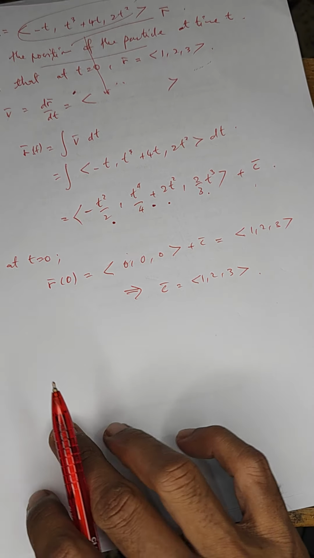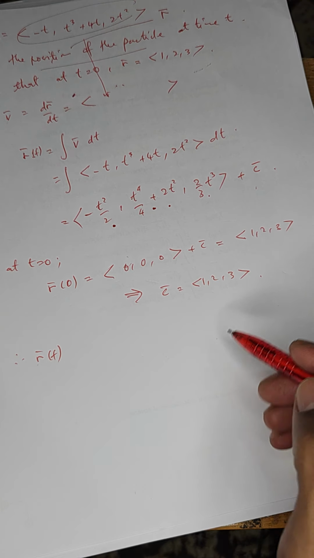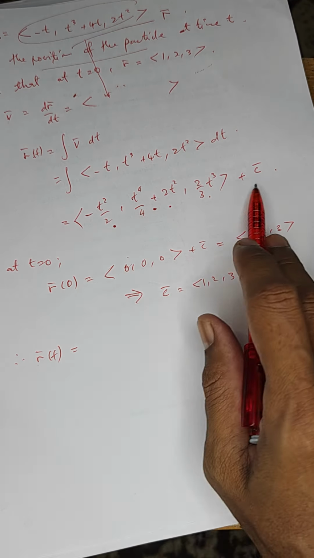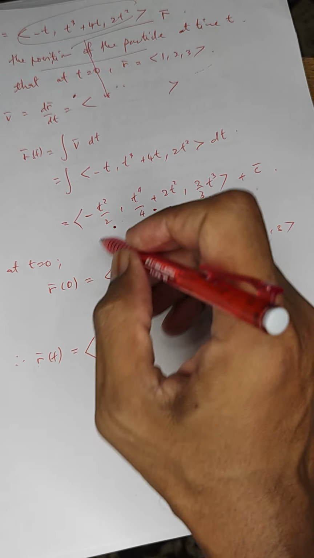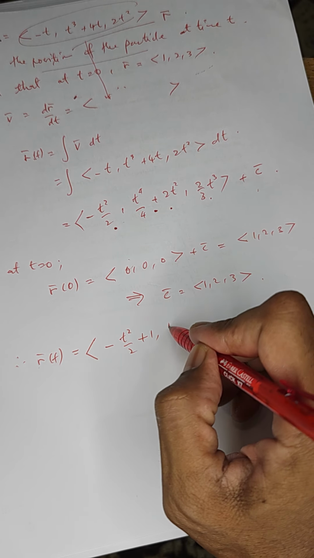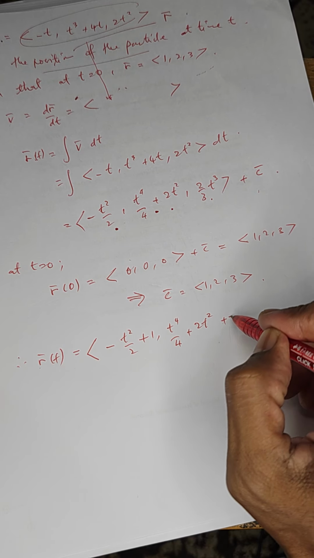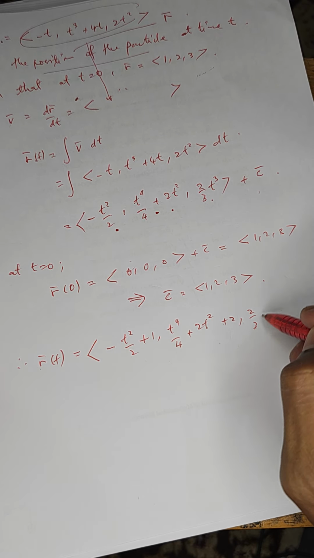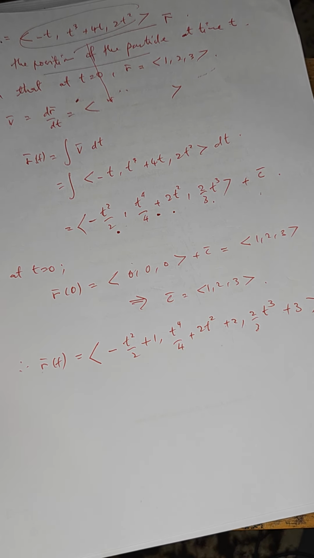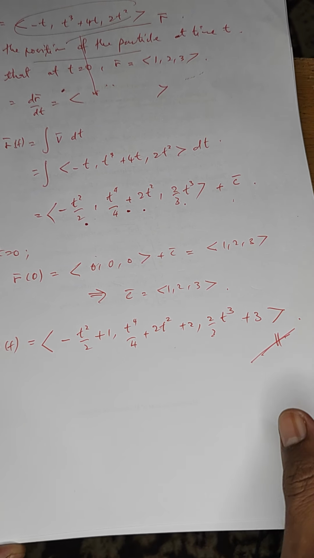So therefore the position vector r(t) at any time is given as, here, this one is r, minus t squared over 2 plus 1, t to the fourth over 4 plus 2t squared plus 2, and then 2 over 3 t cubed plus 3. Okay, that's the solution. I think this is pretty simple, right?